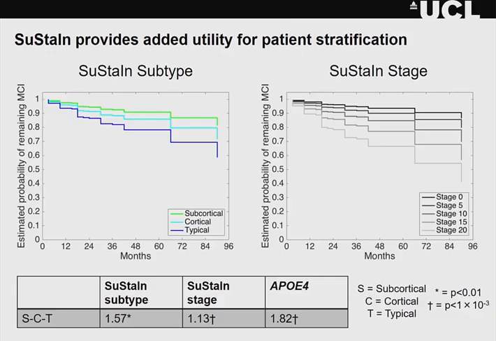Individuals assigned to the typical subtype have a higher probability of converting from MCI to Alzheimer's disease compared to the subcortical subtype, who have the slowest conversion. And individuals with higher SuStaIn stage also have a higher risk of conversion from MCI to Alzheimer's disease. We further compared this to models that have just disease subtypes or just a progression pattern, and found that SuStaIn outperforms both of those types of models for looking at risk of conversion.